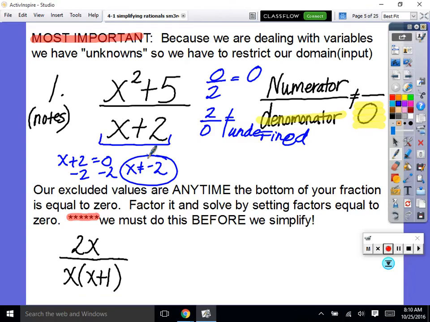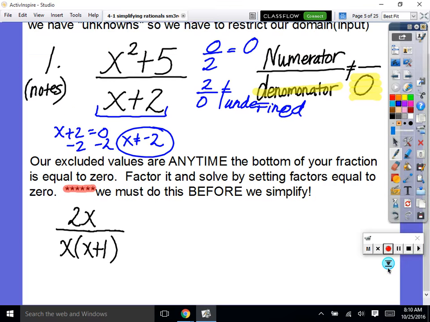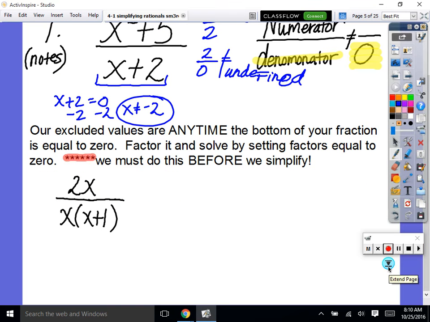All right, so looking at this one, we've got to exclude our values. Now here's the trick. You've got to exclude your values before you divide anything out. Did you all hear that? Because we're going to be plugging things into the original function, not the simplified function, and we're not even going to be plugging things in, but that's where you would plug something in. So looking at this one, do you see how the x's will divide out? That's great and dandy, but you first need to restrict the domain, meaning restrict what we can put in.